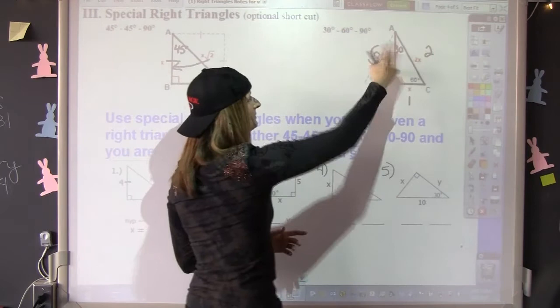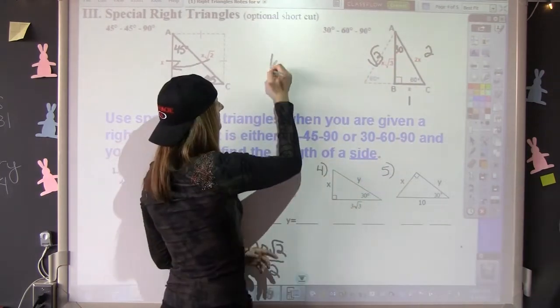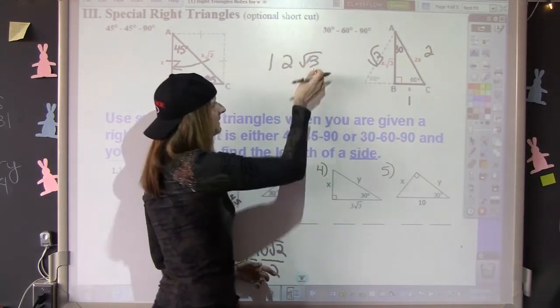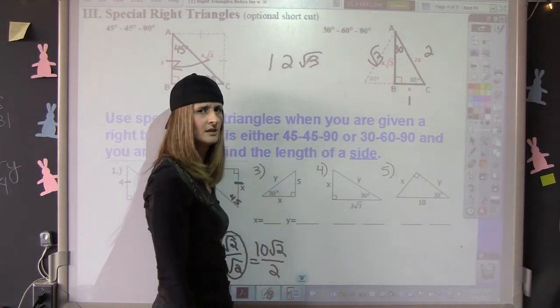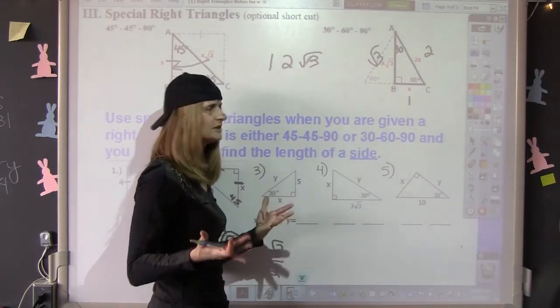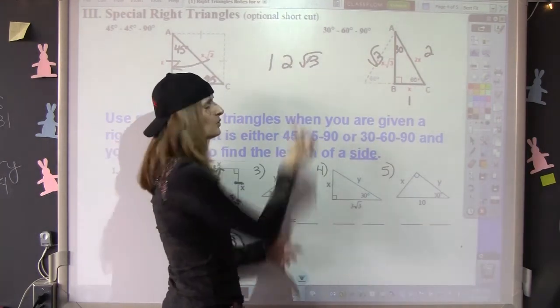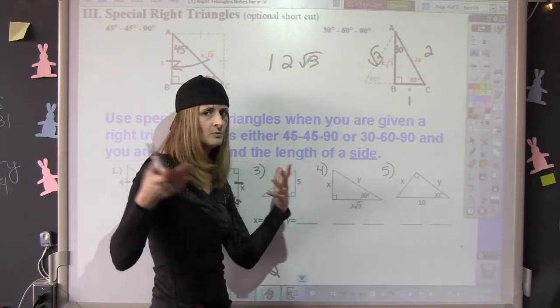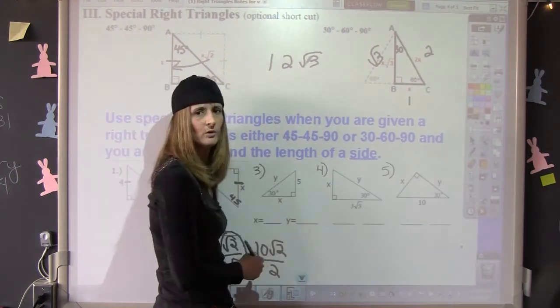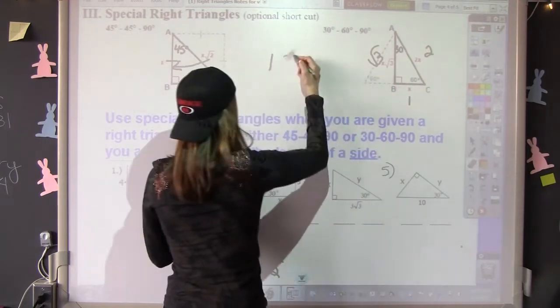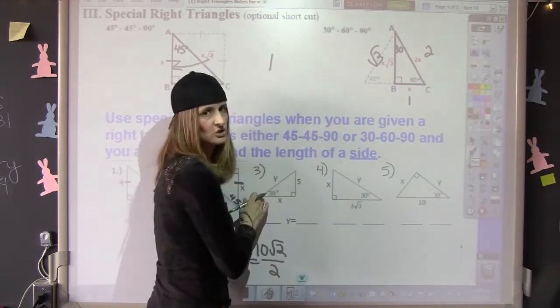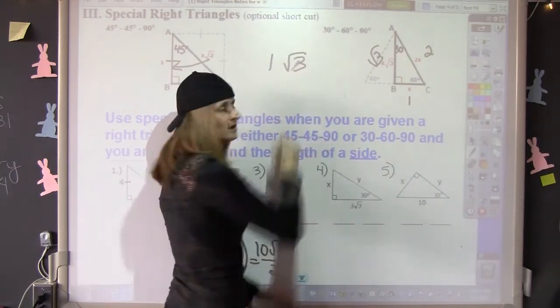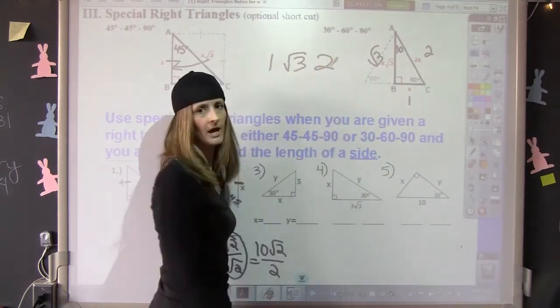Okay, a lot of people get these numbers confused. But if you look at the numbers 1, 2, square root of 3, is that the order from least to greatest? Some people think it is. But then when you actually look at it, if you did square root of 3 on your calculator, it's going to be 1 point and some stuff. It's less than 2. Okay, so 1 is the short side, square root of 3 is the long side, and 2 is your hypotenuse.